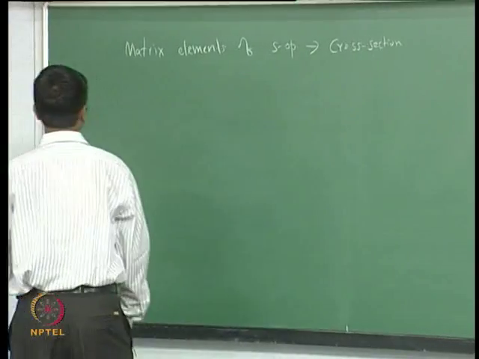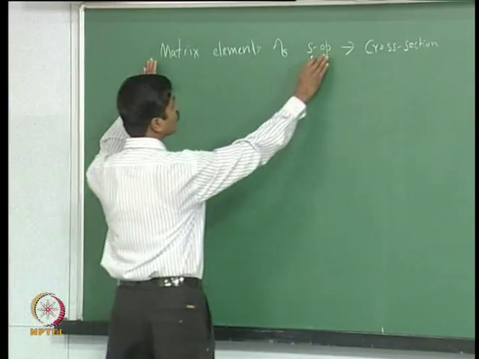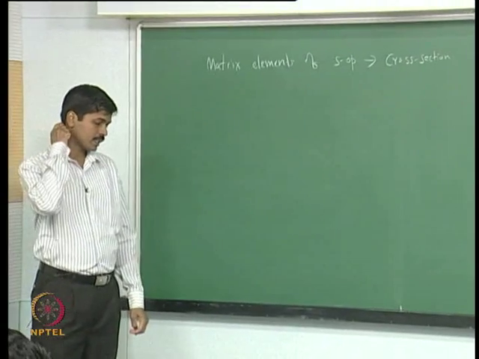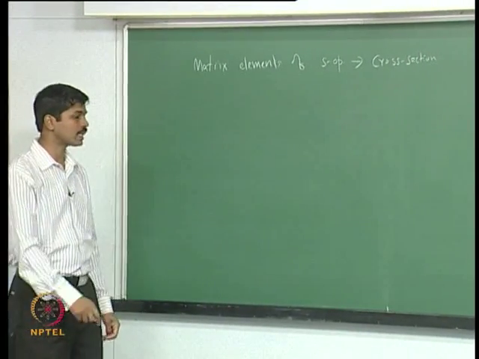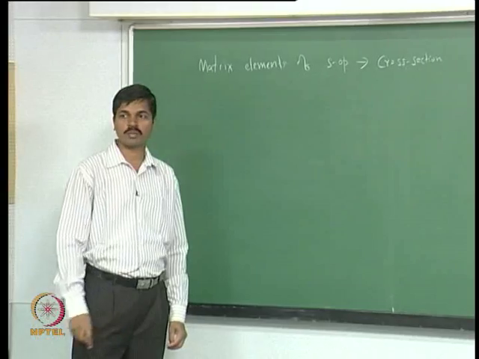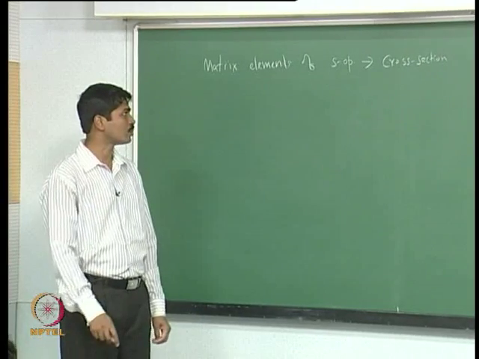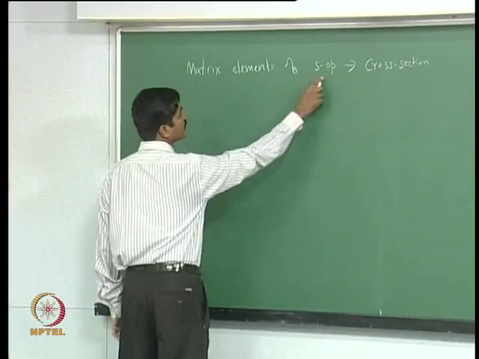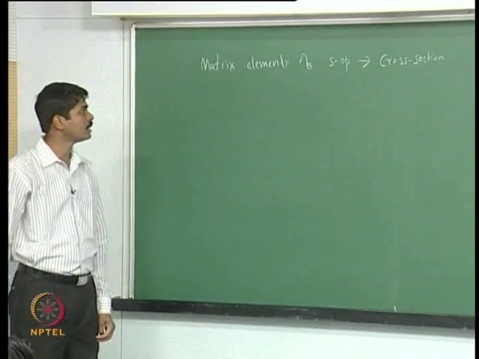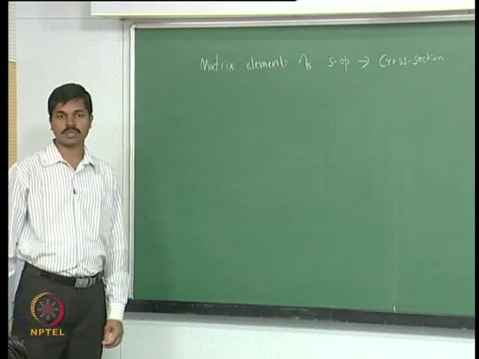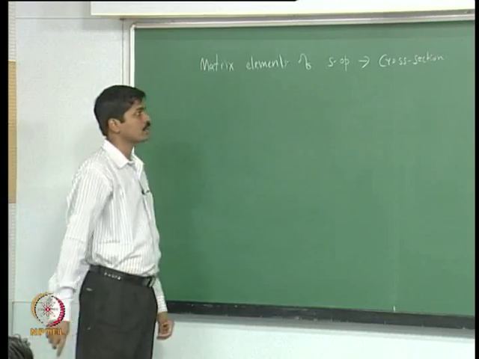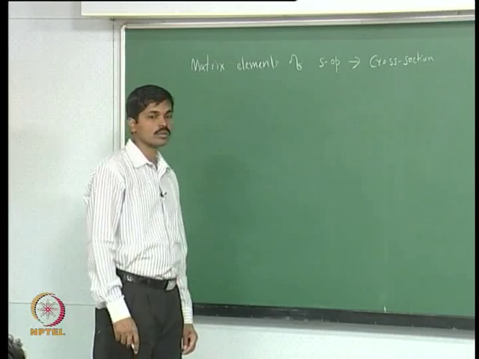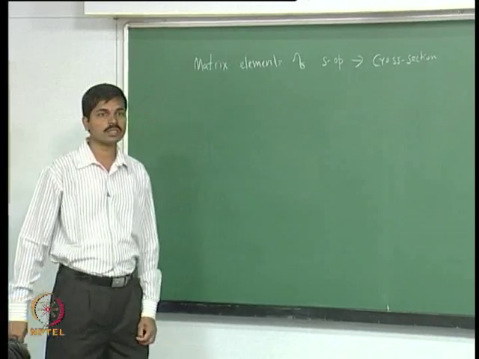Once we know the matrix elements of this S operator, we know what the cross section is, and similarly we can derive a formula for the decay rate and so on. All the physically measurable quantities are expressed in terms of the matrix elements of the S operator, or in other words, if we know the S matrix, then we know physically measurable quantities.